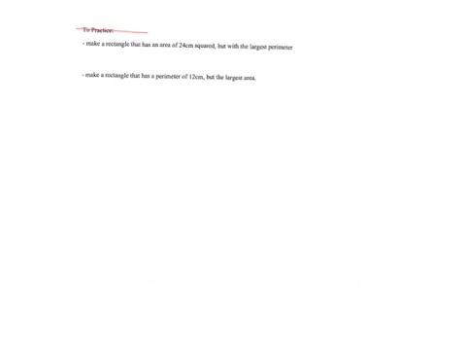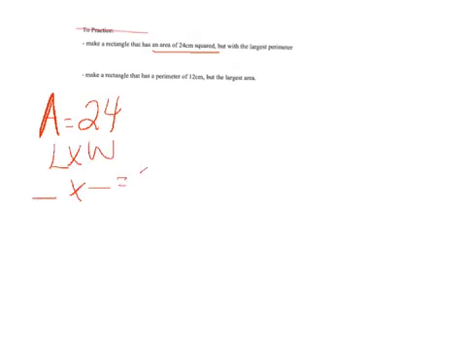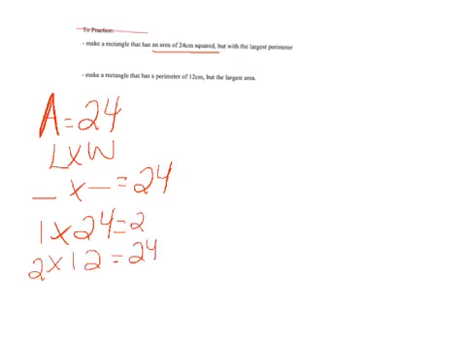Alright, to practice, we are going to try to make a rectangle that has an area of 24 centimeters squared. So we want area of 24. Remember, area is length times width. So we want something times something that's going to equal 24. Well, we know 1 times something equals 24. 1 times 24. Does 2 times anything equal 24? Well, yes, 2 times 12 equals 24. So both of those work.